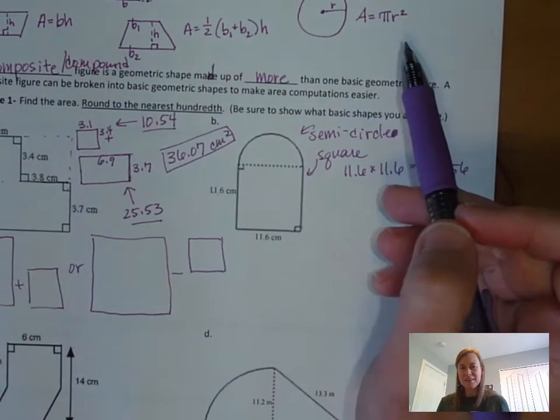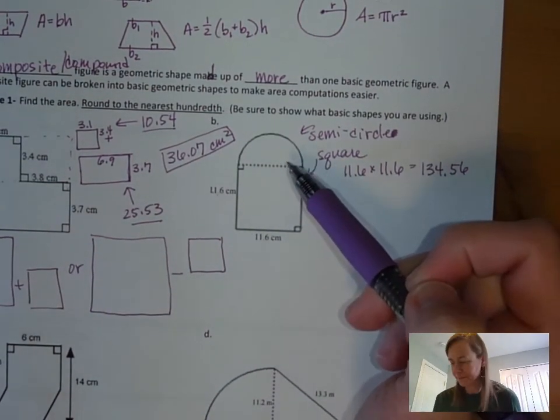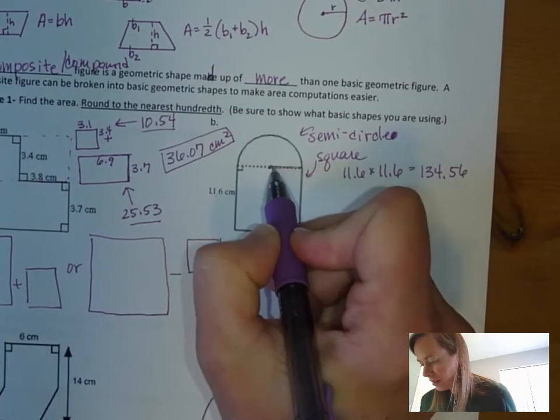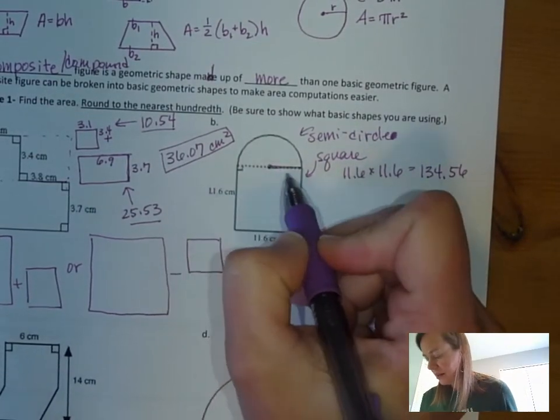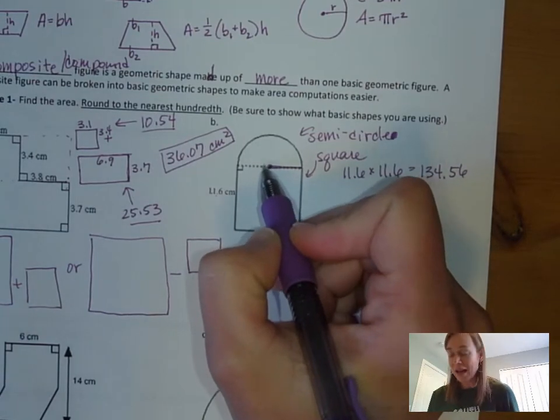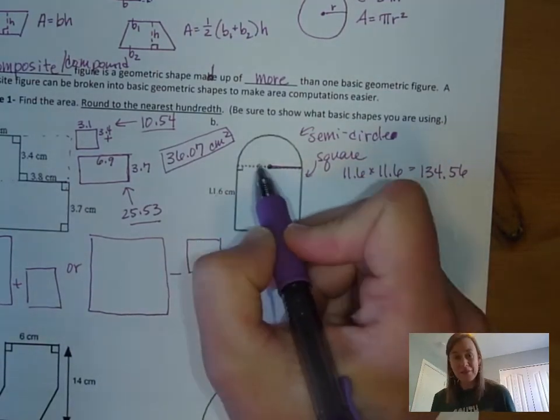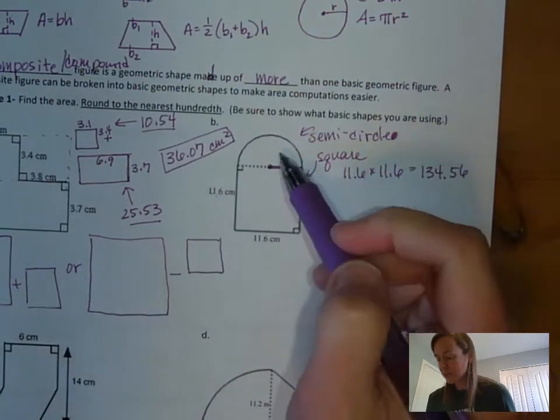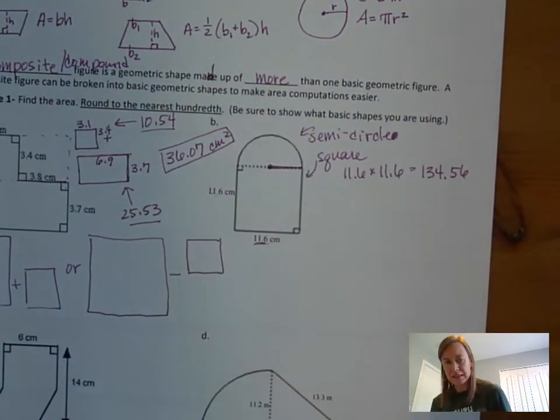So where am I going to find the radius of this semicircle? Well, the radius is going to be halfway across the whole side. Well, I was going to say the side of the square. It's going to be halfway across the circle, so it would be half of the diameter. In other words, it would just be this right here, which is going to be half of 11.6.